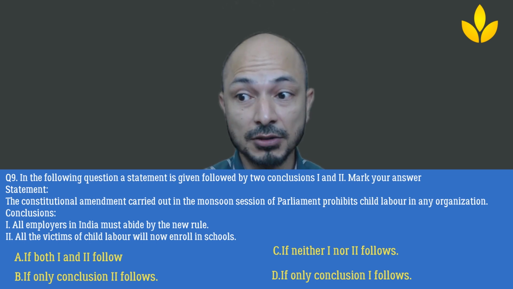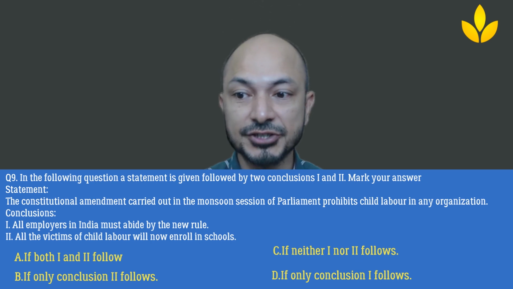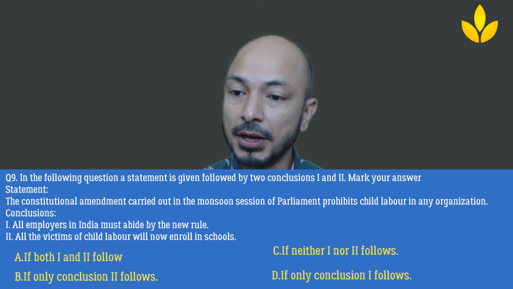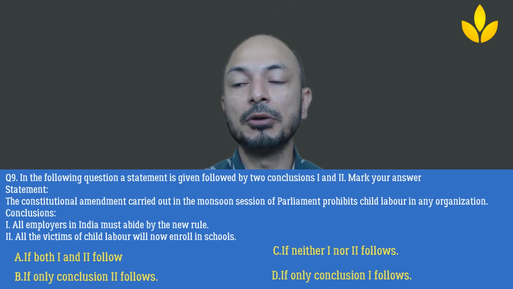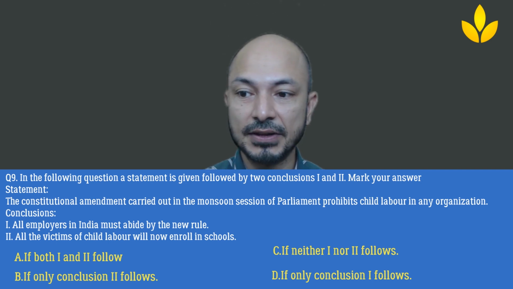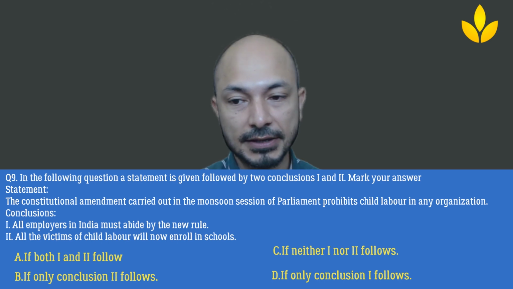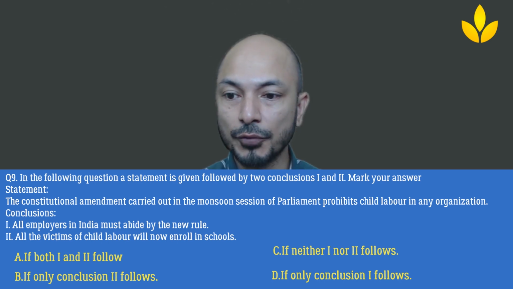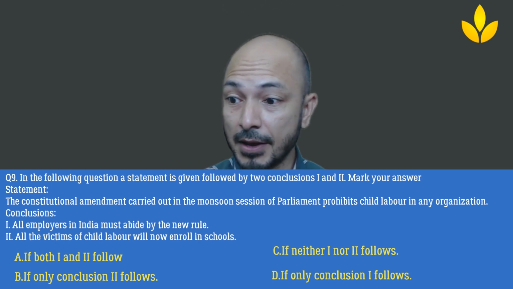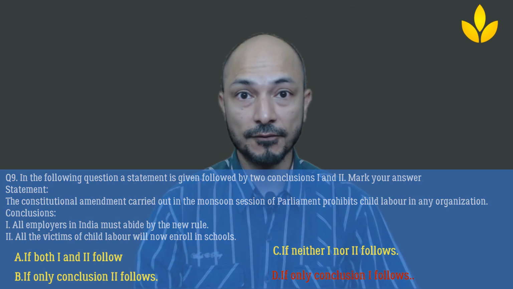I think that's a proper conclusion, because it states it's an amendment and it prohibits child labor. So all employers in India must abide by the new rule, which is true. Number 2 says all the victims of child labor will now enroll in schools, which is nowhere given in this sentence. So I think it's only going to be conclusion 1. So we are going to go with option D, which says only conclusion 1 follows.